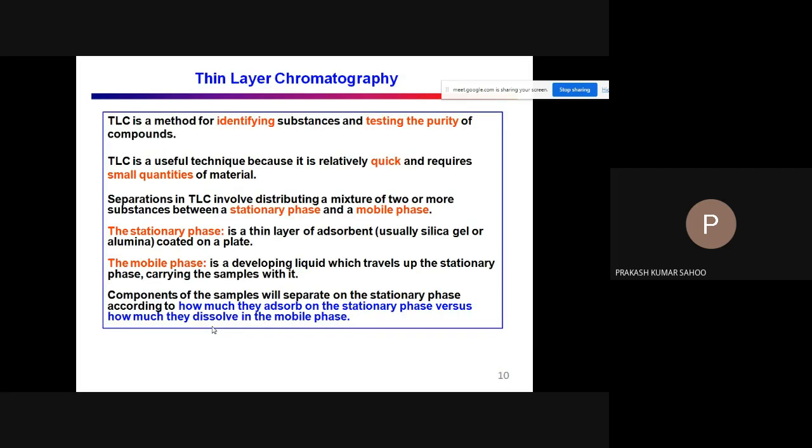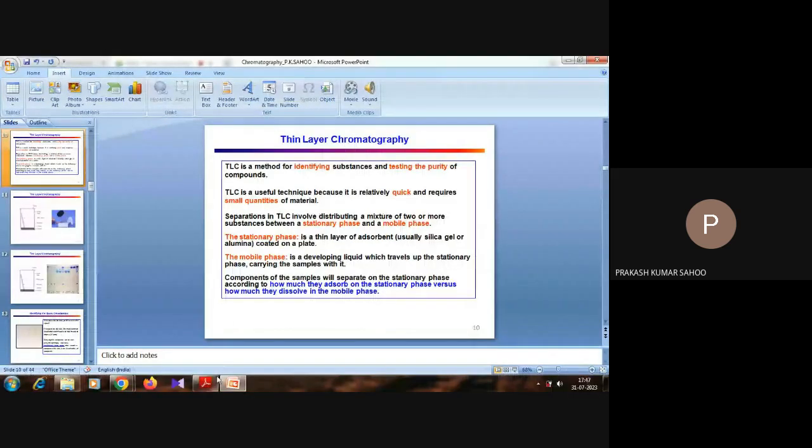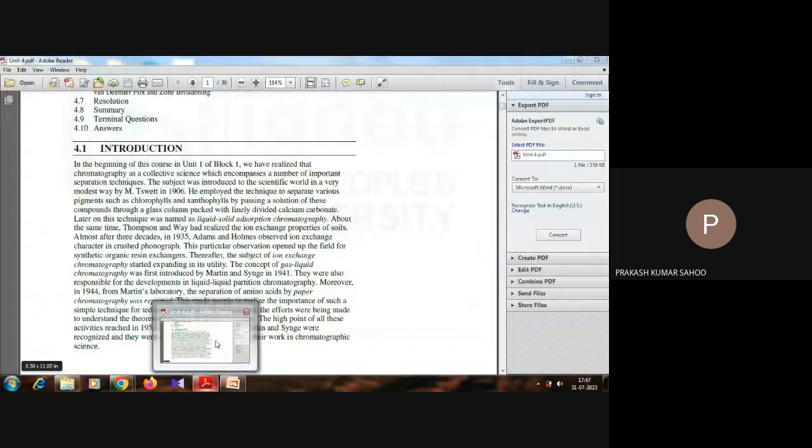So before going to this part, that is thin layer chromatography, let's have the PDF that we have from the IGNOU.